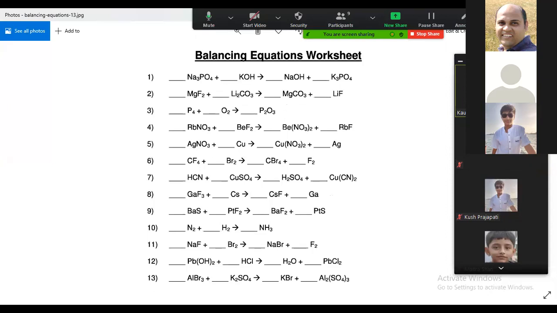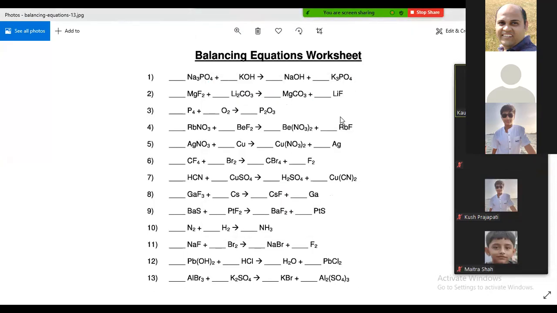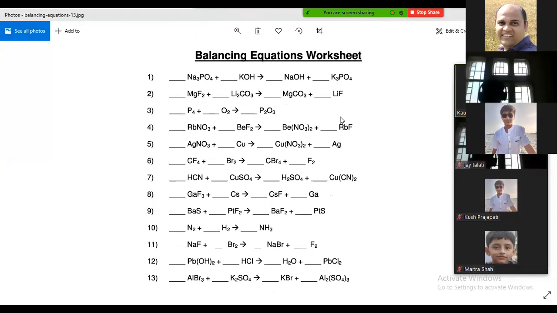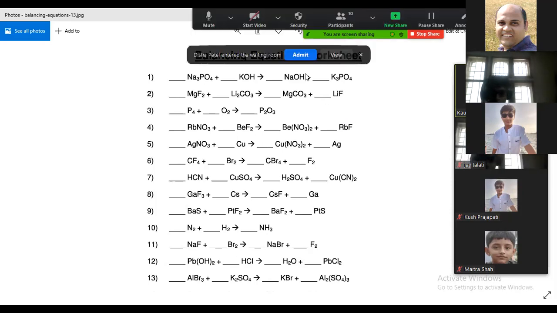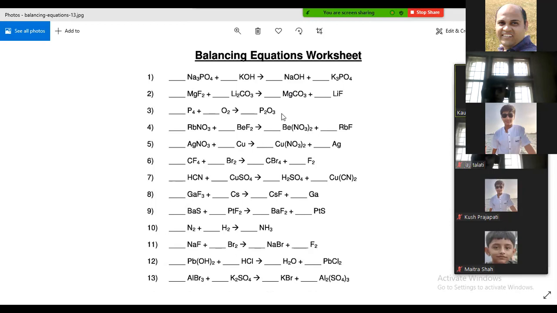Let's try the first one. All of you, in your notebook or something. Come on, good, very good. Yes, thank you, Ayush. Come on, first one. Try to solve the first one. Sodium phosphate plus potassium hydroxide. Common name is potash, right? Results, or rather gives us, sodium hydroxide, right? And potassium phosphate.